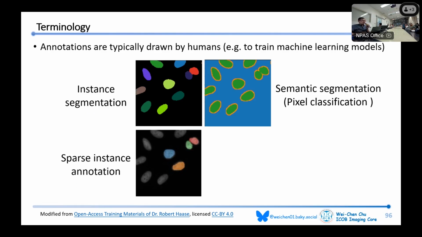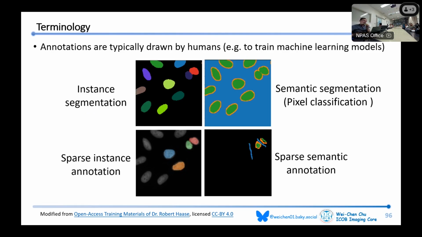For semantic segmentation, or we can say pixel classification, we need sparse semantic annotation. For example, we draw some lines to say here is a background, here is a foreground. According to your annotation, the computer can learn how to distinguish those two.